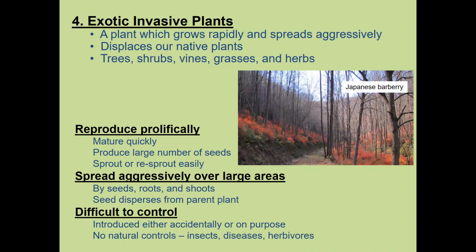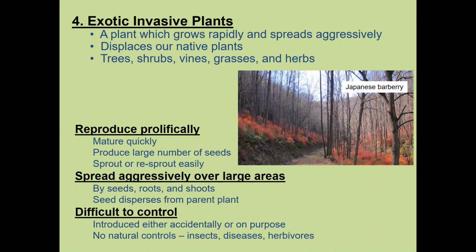So some of the characteristics that make these plants so invasive is that they reproduce prolifically, meaning they mature quickly, produce large numbers of seeds, they sprout or resprout easily, and they spread aggressively over large areas by seed, roots, and shoots. And the seed typically disperses away from the parent plant, whether it be by wind or water, or by wildlife like birds in particular, spreading the seeds after they eat them and deposit them in other locations. And they can be very difficult to control.